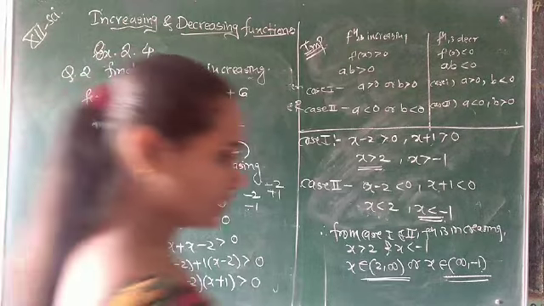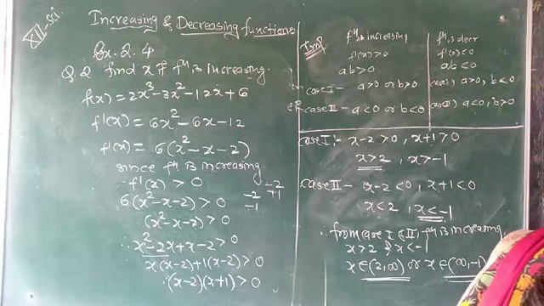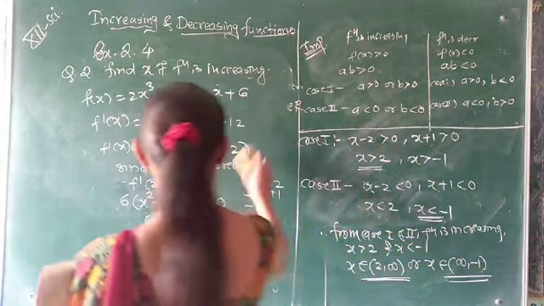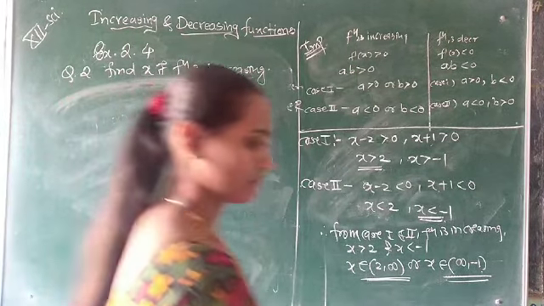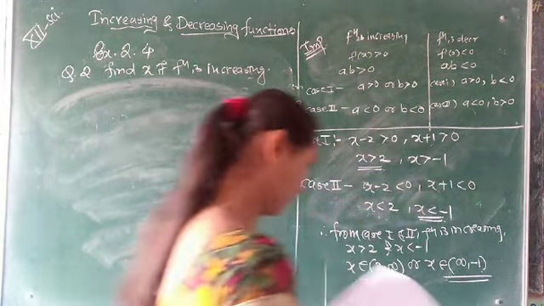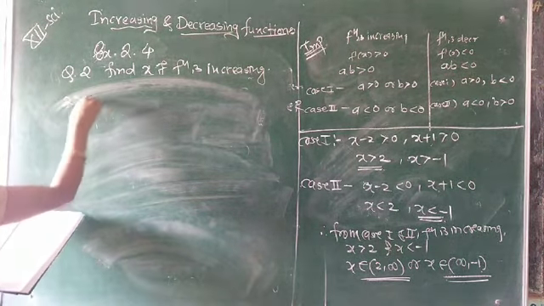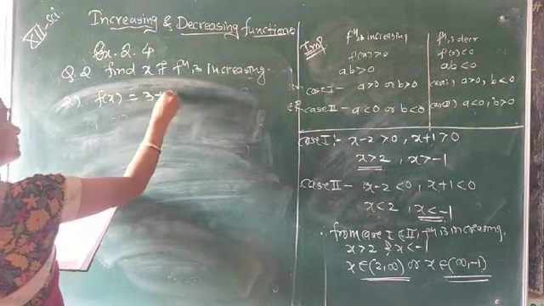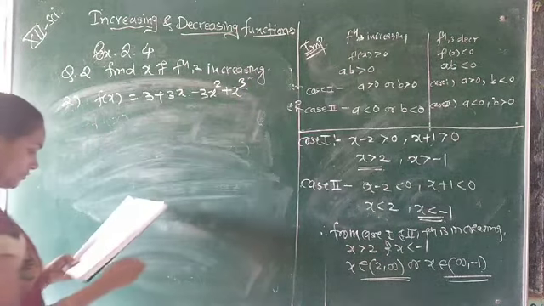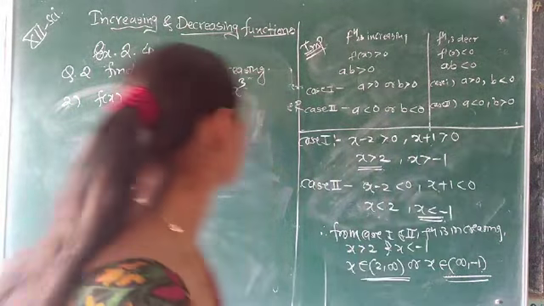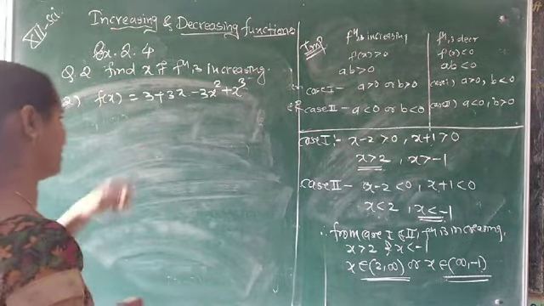Now see the next question. What is question second here? The function f of x is equal to 3 plus 3x minus 3x square plus x cube. So the given function is increasing, so take its derivative and take it as positive, since that is the given condition.